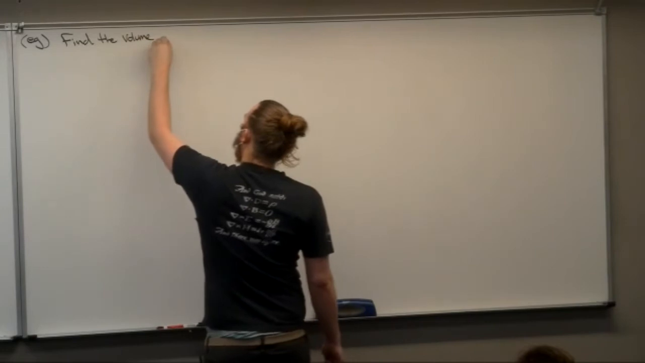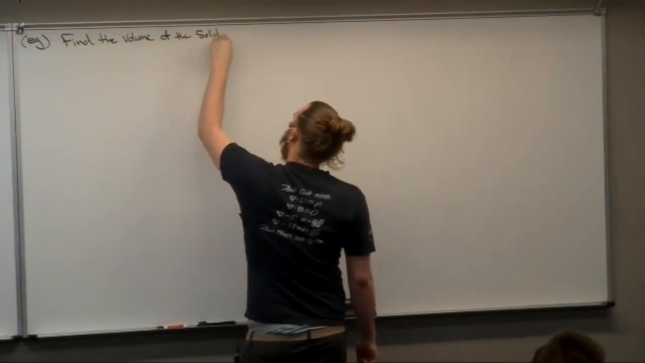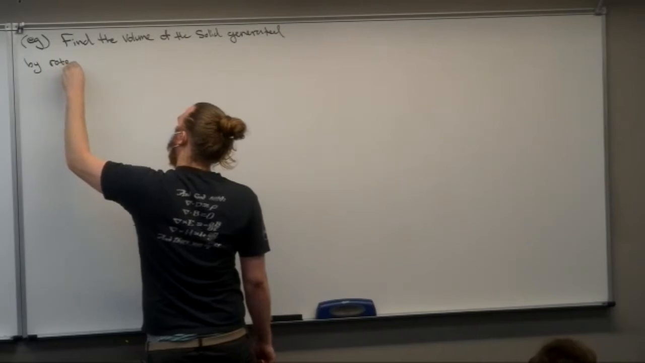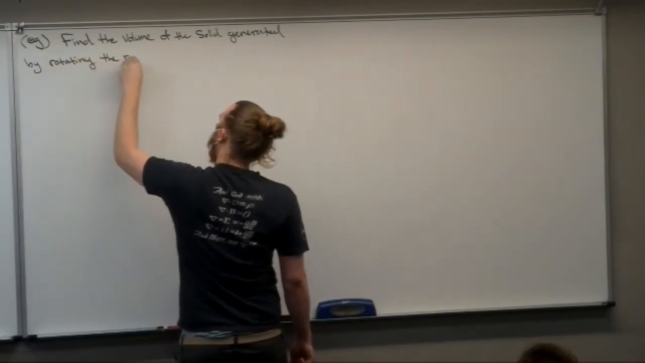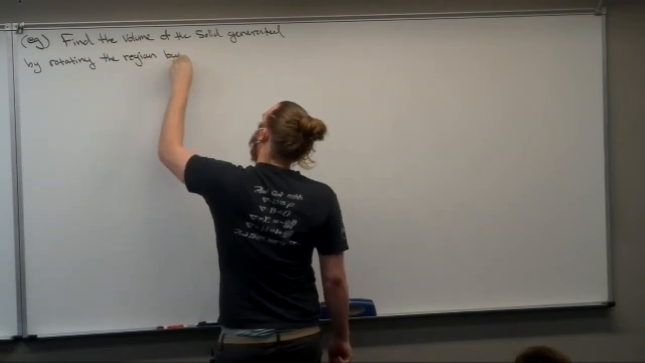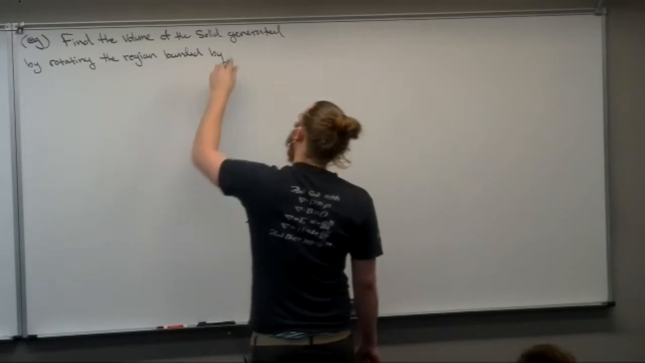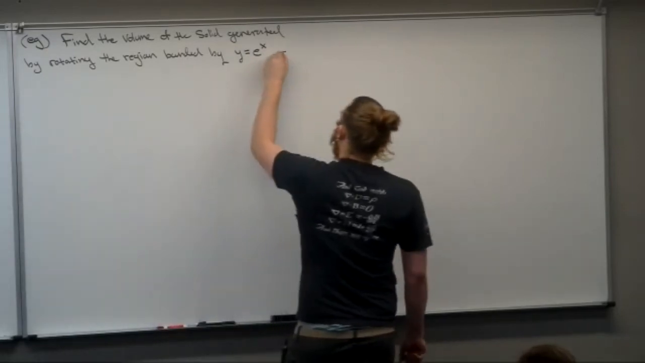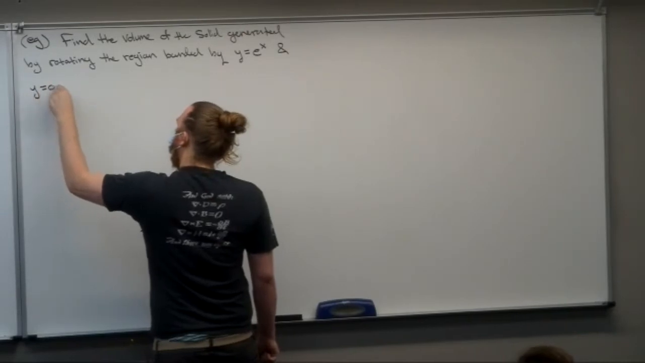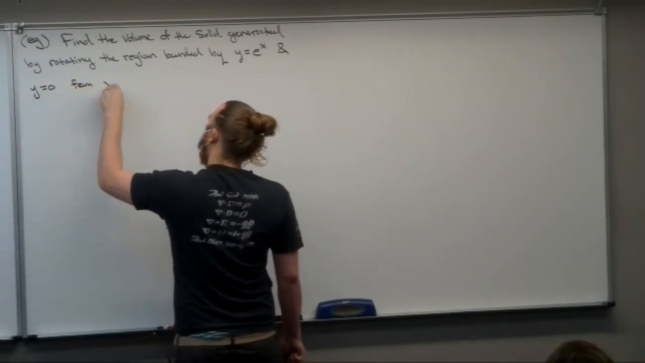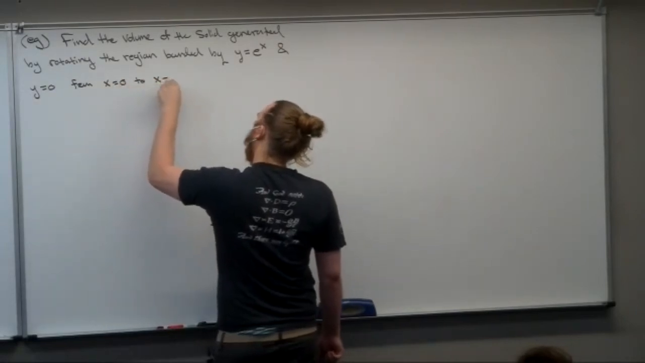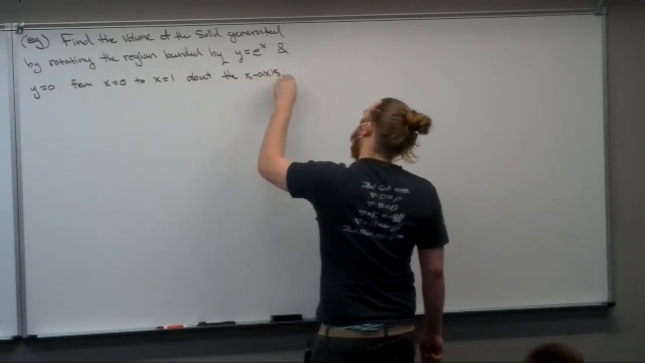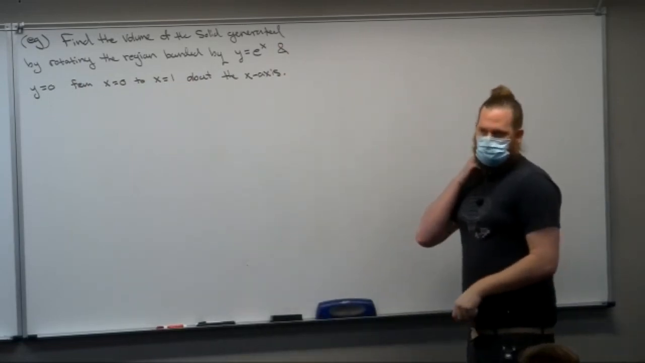These problems tend to be quite wordy. Find the volume of the solid generated by rotating the region bounded by y equals e to the x and y equals 0 from x equals 0 to x equals 1 about the x-axis. So this is the kind of standard phrasing for one of these problems.